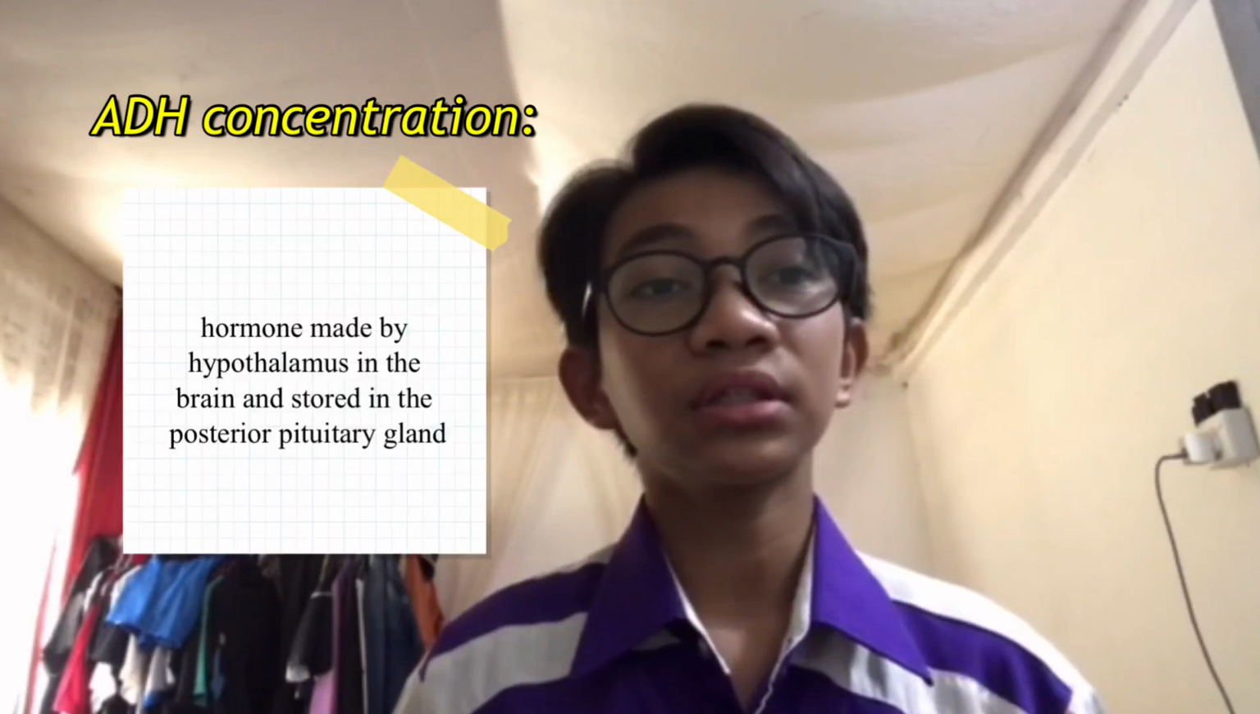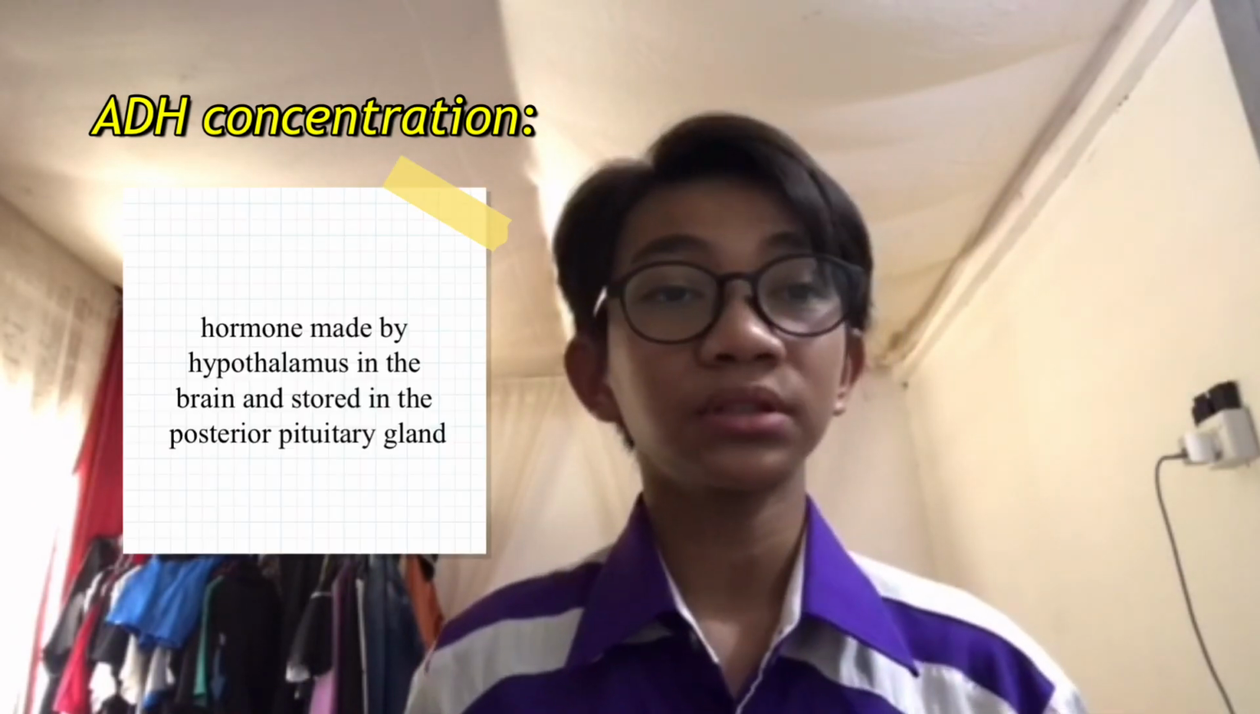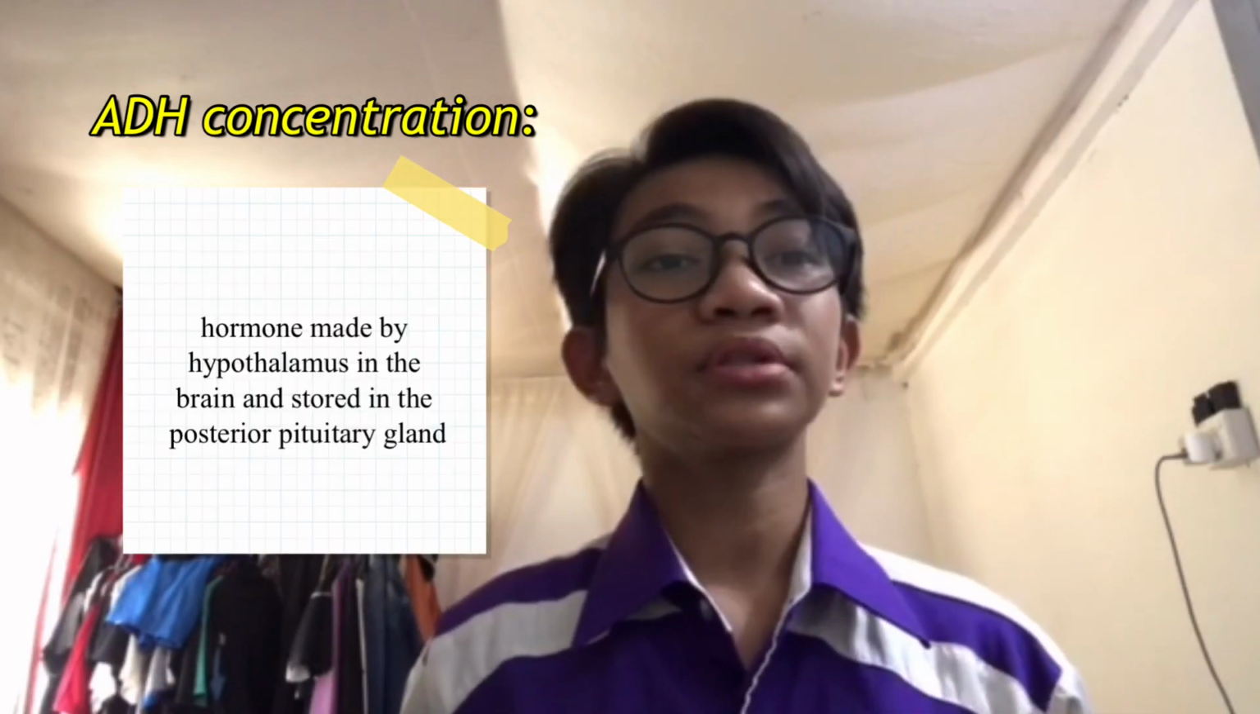ADH is a hormone made by the hypothalamus in the brain and stored in the posterior pituitary gland. It tells your kidneys how much water to conserve. ADH constantly regulates and balances the amount of water in your blood. High water concentration increases the volume and pressure of your blood. But in this case, the blood osmotic pressure is below the normal range.